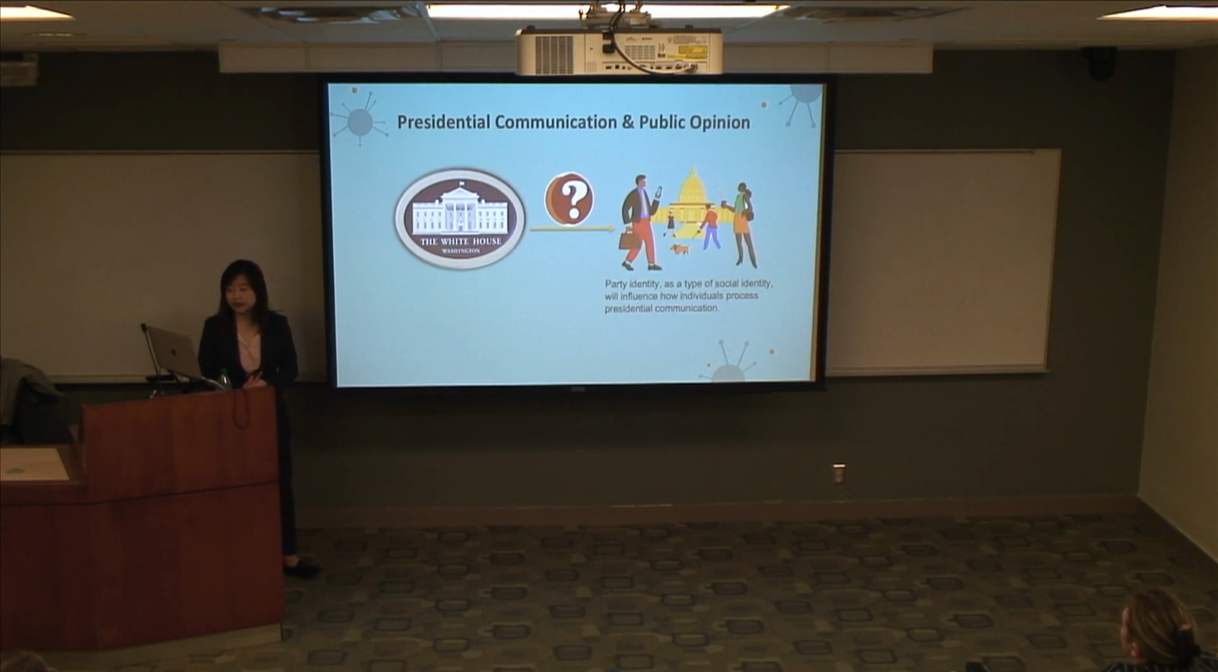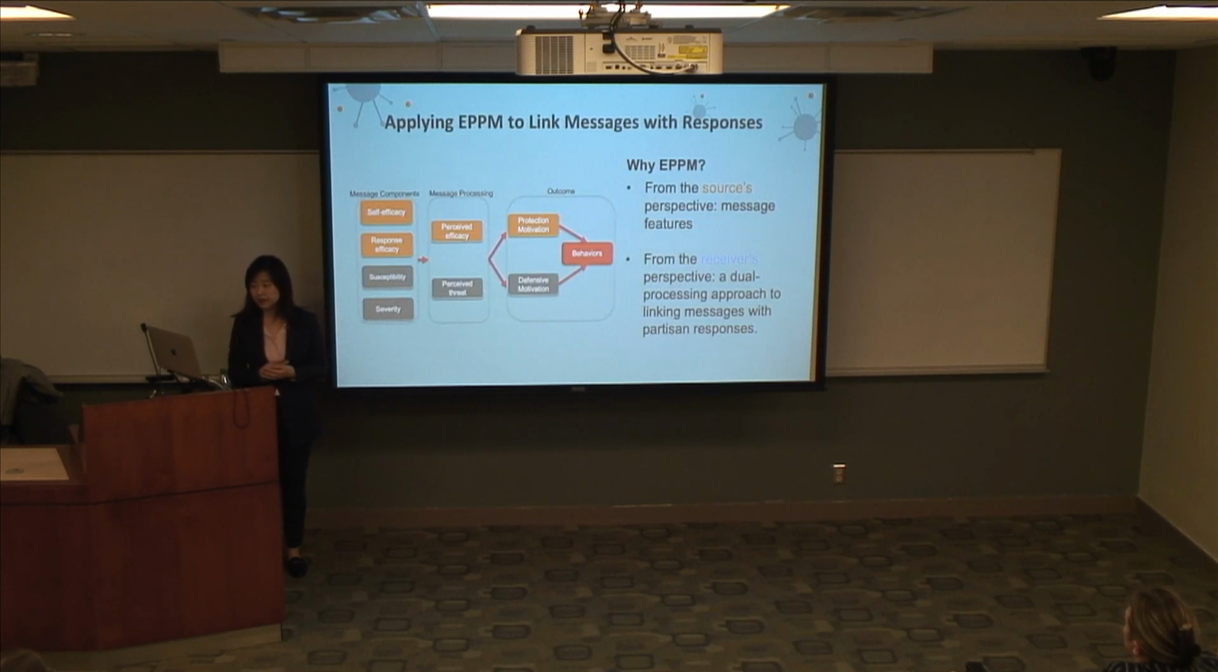So I have talked about presidential communication, but to examine the effects of presidential communication on the public, we also need to consider the factors on the audience side, on the public side. So party identity, which is a type of social identity, will influence how people process information from presidential communication. So how do we connect message features from the presidential communication side and the individual differences on the audience side?